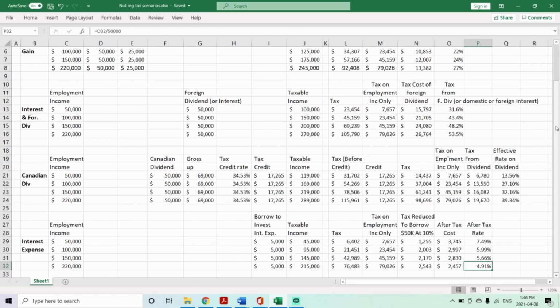So anyway, that's it. If somebody says, I got a Canadian dividend, what am I going to pay in tax? I got $1,000 of Canadian dividend. What is my tax bill going to be? The correct answer is, well, it depends. It depends what you're adding that grossed up amount to. Are you adding it to $50,000? Are you adding it to $100,000? Are you adding it to $220,000? Or anything in between and above?